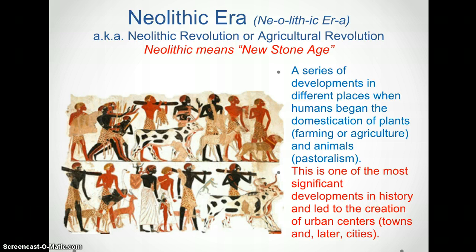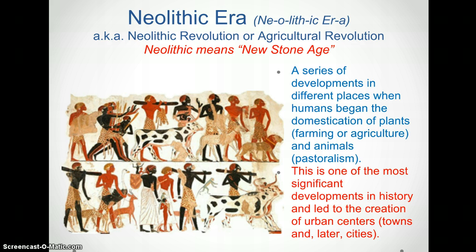Next we have the Neolithic era. It's also known as the Neolithic Revolution or the Agricultural Revolution. The word Neolithic means New Stone Age. So Paleolithic was Old Stone Age. Neolithic means New Stone Age. Basically the Neolithic era was a series of different developments in different places when human beings began to grow their own food. They began the domestication of plants, which means they grew plants and they were farmers so that they could eat that food. And also they kept animals to eat, which is known as pastoralism.